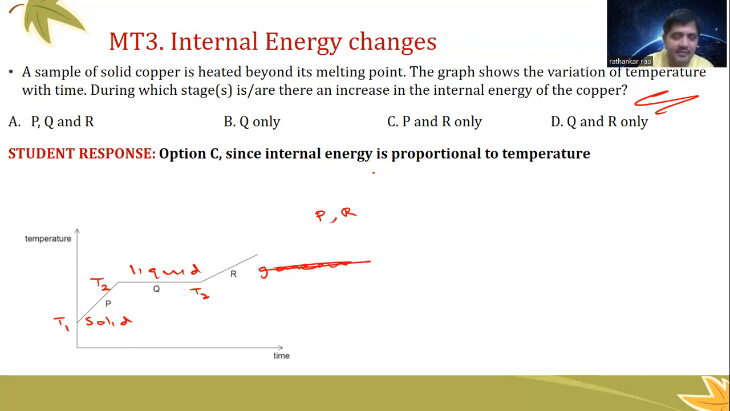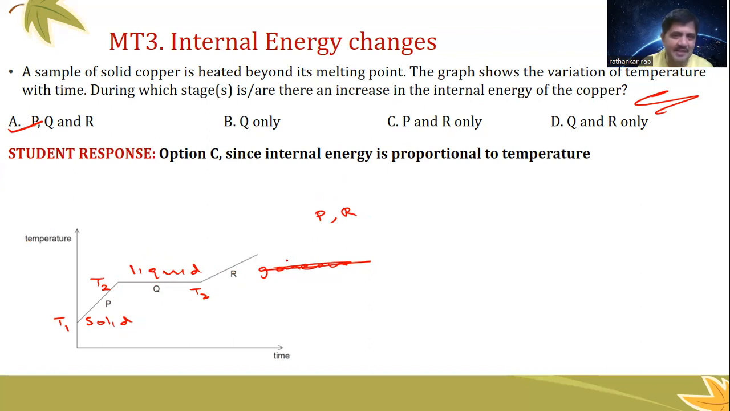So I have seen this question answered by many students saying that C is the right answer. But unfortunately, C is not the right answer. Can you guess which one it is? It is P, R, and Q. Here also there is an internal energy change. So the right option is actually A. It's not C. Now you can ask me, how is there a change in internal energy at Q?